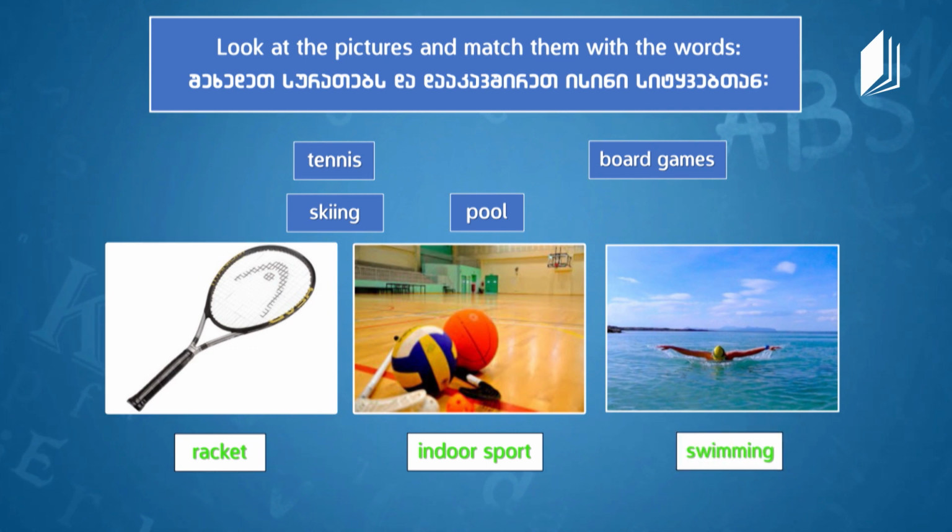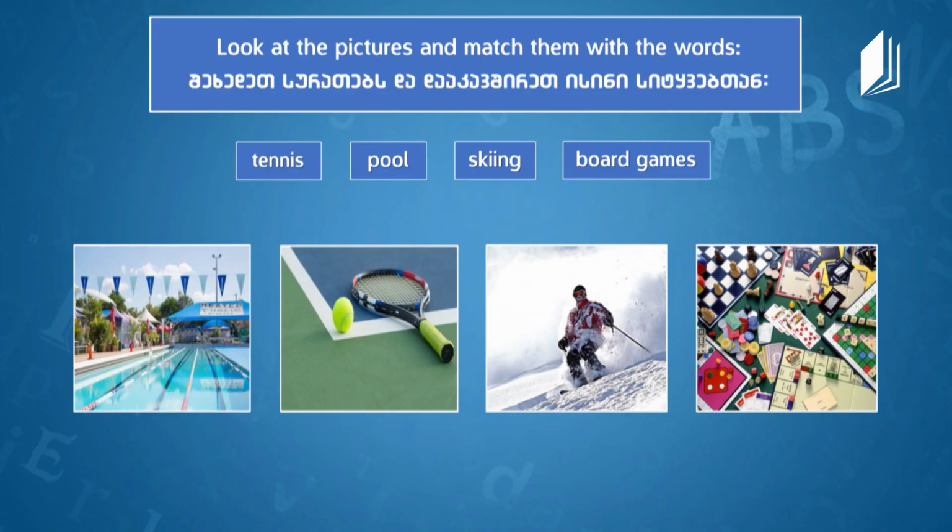Now let's move on to the next slide. And I see on the picture the place where you go for swimming.